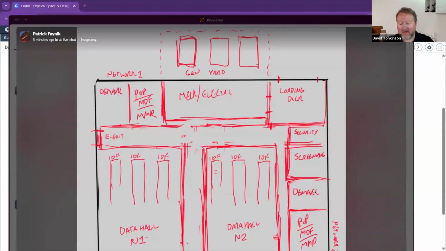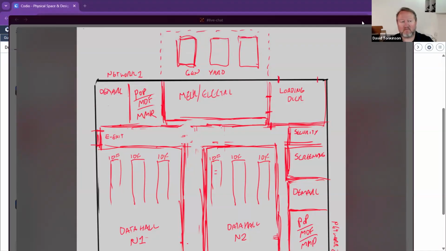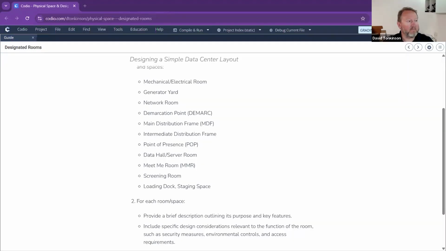Is that a second demarcation? And another POP, MDF and MMR. So he's gone belt and braces on that. So it's all very good.